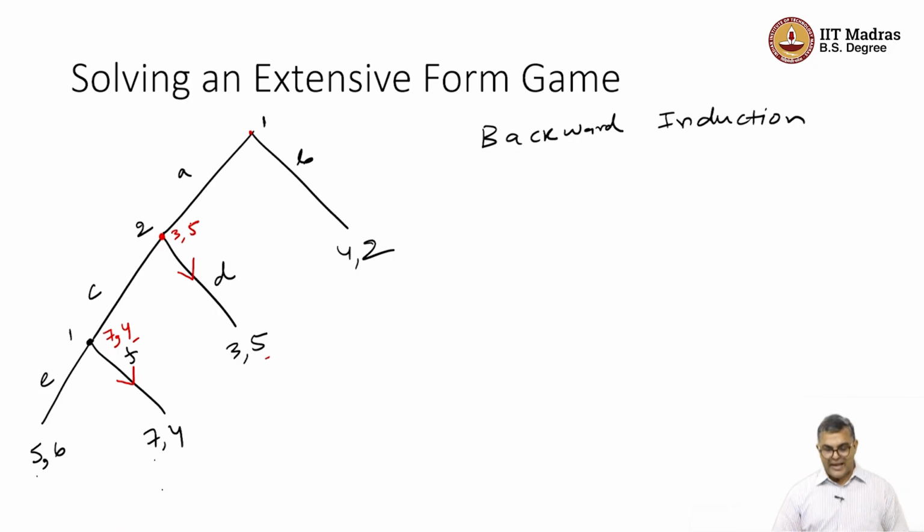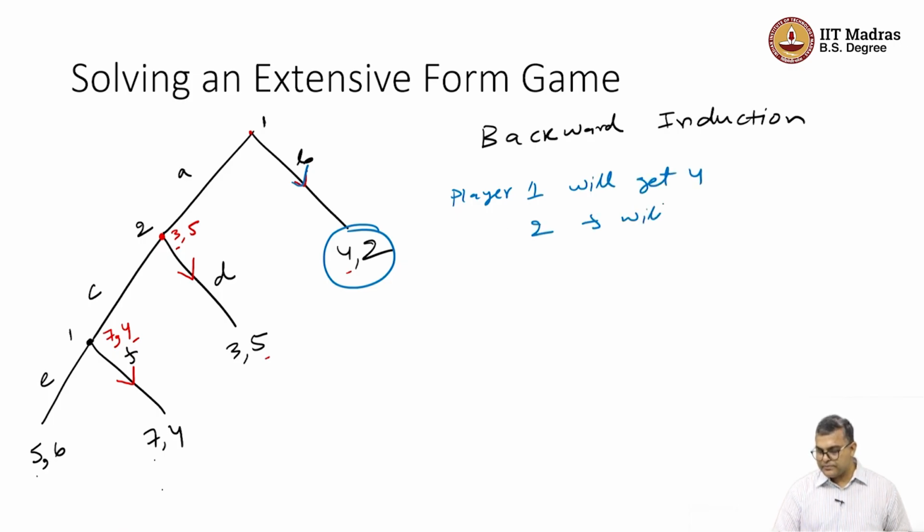So, now player 1 has to decide between A and B. You look at here 3 and 4, 4 is clearly more. So, player 1 is going to choose B. So, in equilibrium, think about it, right at the beginning player 1 will choose B, the game will proceed in this direction and the game will end here. Player 1 will get 4 and player 2 will get 2.